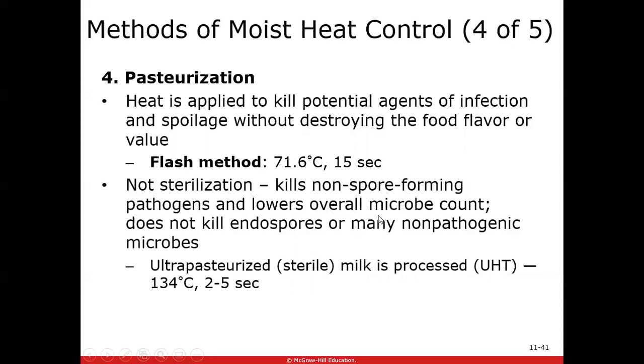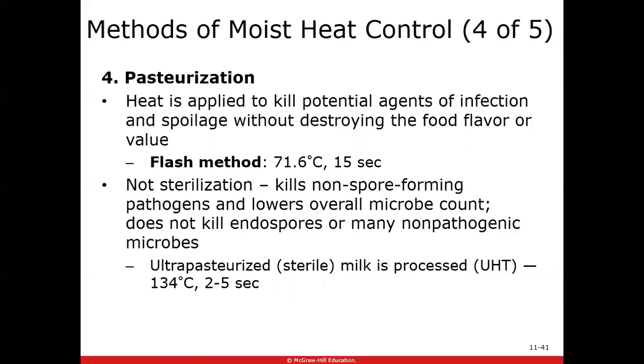It lowers the overall microbe count. But with pasteurization, we're not trying to kill all of them. We're just trying to reduce the number. So it does not kill endospores or many of the non-pathogenic microbes. So you have a lot of microbes still in things that are pasteurized.